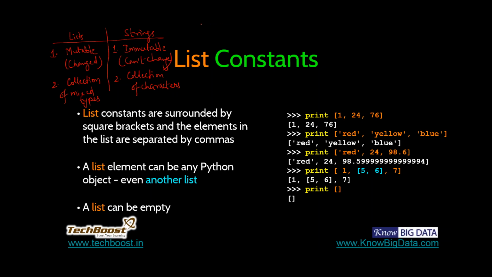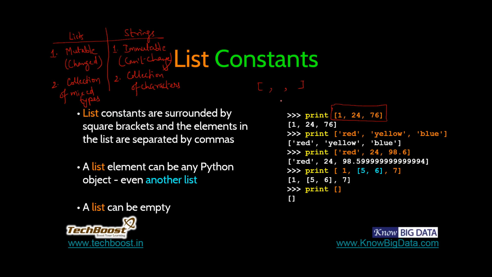For just a collection of characters, yes, it is a string always. Okay, what are list constants? List constants are surrounded by square brackets and the elements in the list are separated by commas. For example, what you see over here is a list constant. Correct? Anything which you write inside the square brackets and separated by commas.